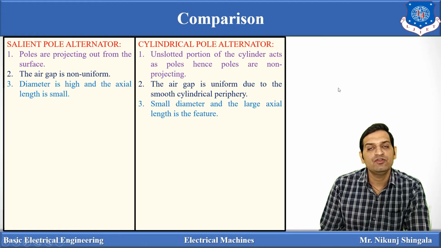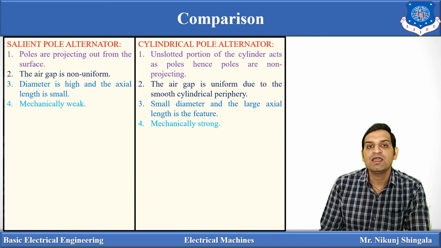In the case of salient pole, diameter is high and axial length is small. In the case of smooth cylindrical pole, small diameter is there, and axial length is large to limit the speed. Next one, mechanically, salient poles are mechanically weak. Cylindrical poles are mechanically strong.